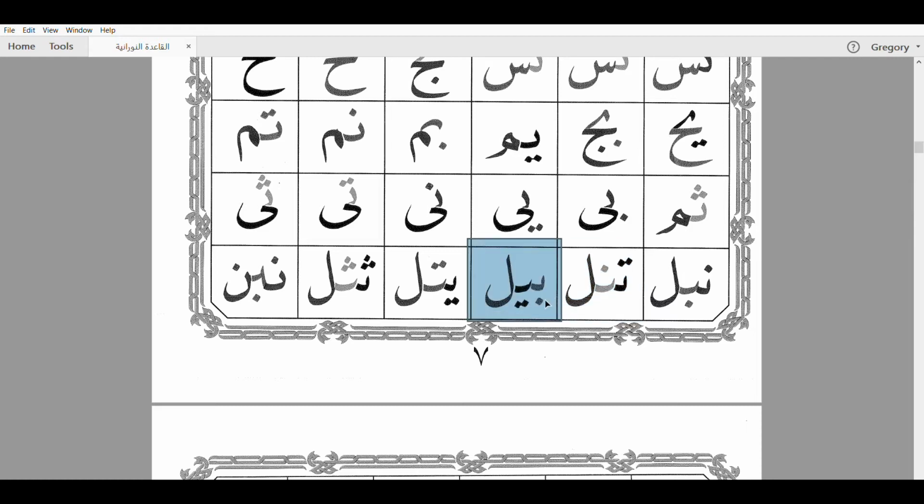This one? Yep. Bayala. And this one? Yeah, bayala. And this one? Yes, exactly. Yatala. And this one? Yeah, yep. Thathala. Is it? This one?